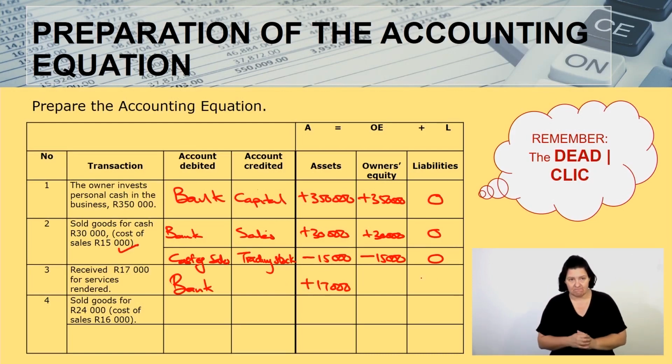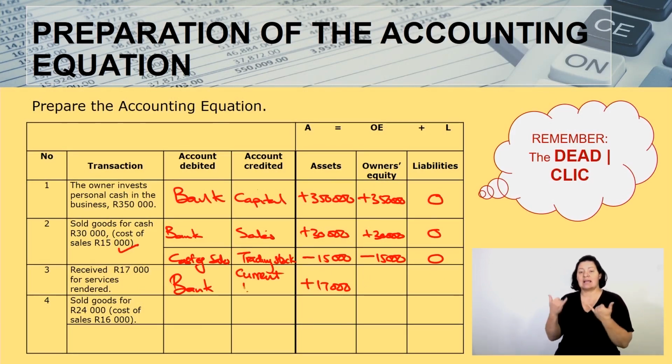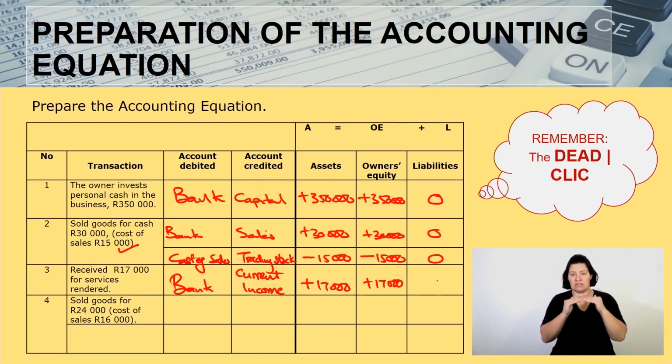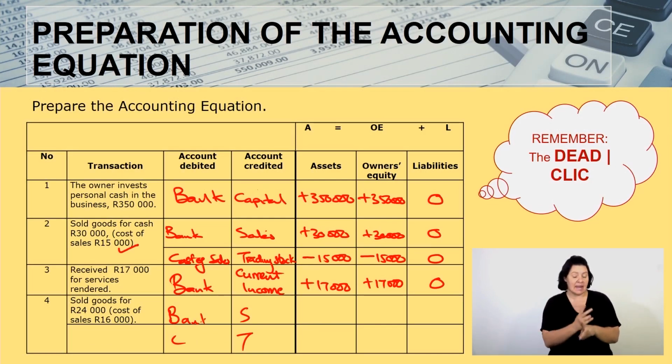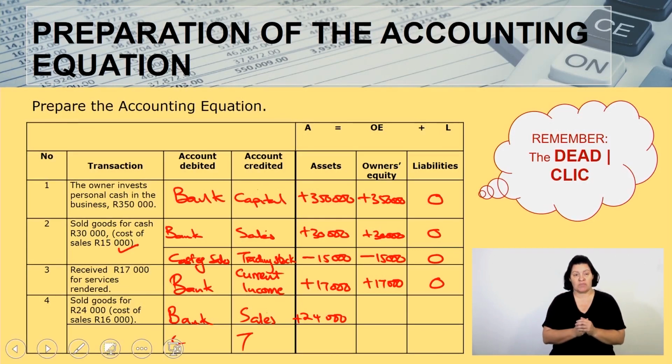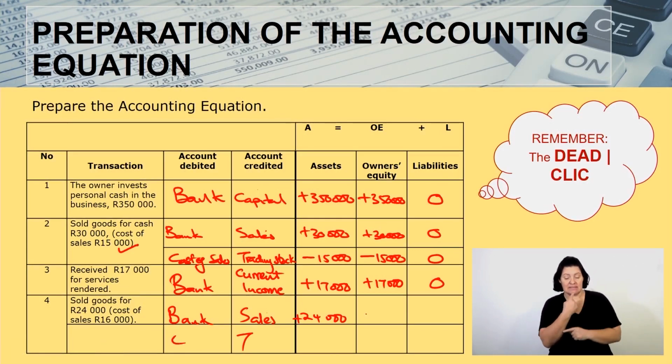What happens? Now, when I have received for services rendered, I credit current income. Once I credit current income, owner's equity is increasing. What happens to my liabilities? No effect. So sold goods for 24,000. Again, biscuit. Remember, biscuit. So again, bank, 24,000. Remember, it's a plus 24,000. And then sales. That means I'm coming to my owner's equity. Let's quickly go back. I'm coming to my owner's equity.